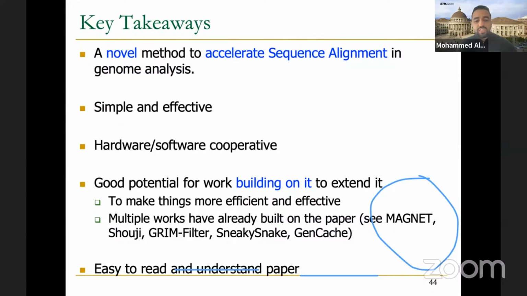So this is a good potential for work building on it. And there is a lot of work that uses GateKeeper to extend and build on top of it. We were going through some of them, and some of them are very recent work, some of them old work. But there are multiple related works that build on top of GateKeeper and find ways to improve the accuracy or the speed up.